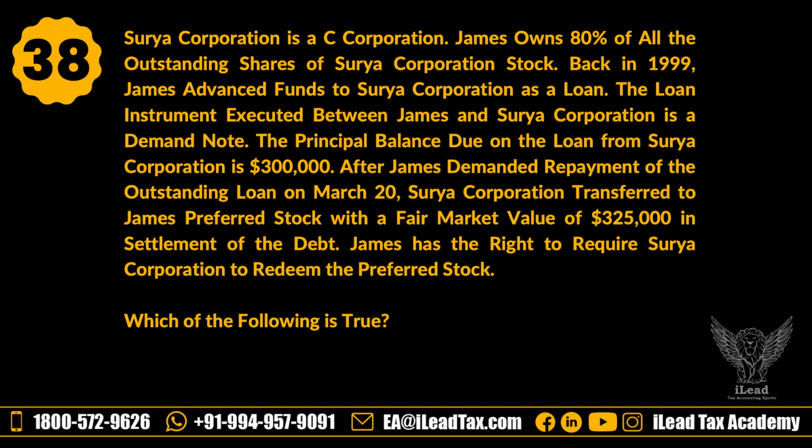Let's go to the next question. Surya Corporation is a C corporation. James owned 80% of all the outstanding shares of Surya Corporation stock. Back in 1999, James advanced funds to Surya Corporation as a loan. The loan instrument executed between James and Surya Corporation is a demand loan. The principal balance due on the loan from Surya Corporation is 300,000.